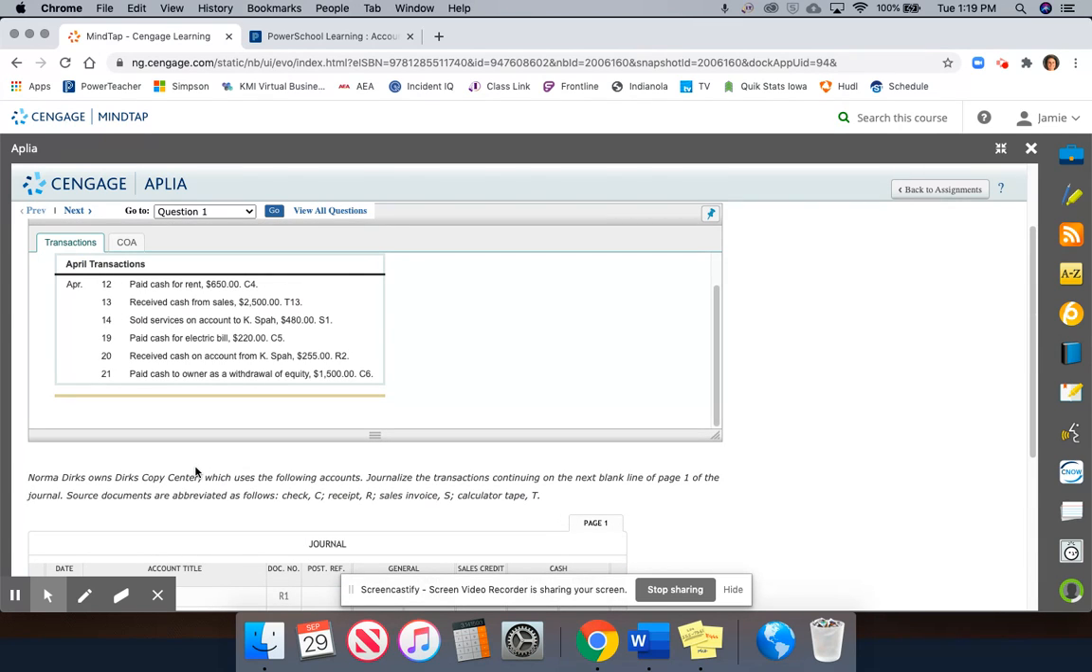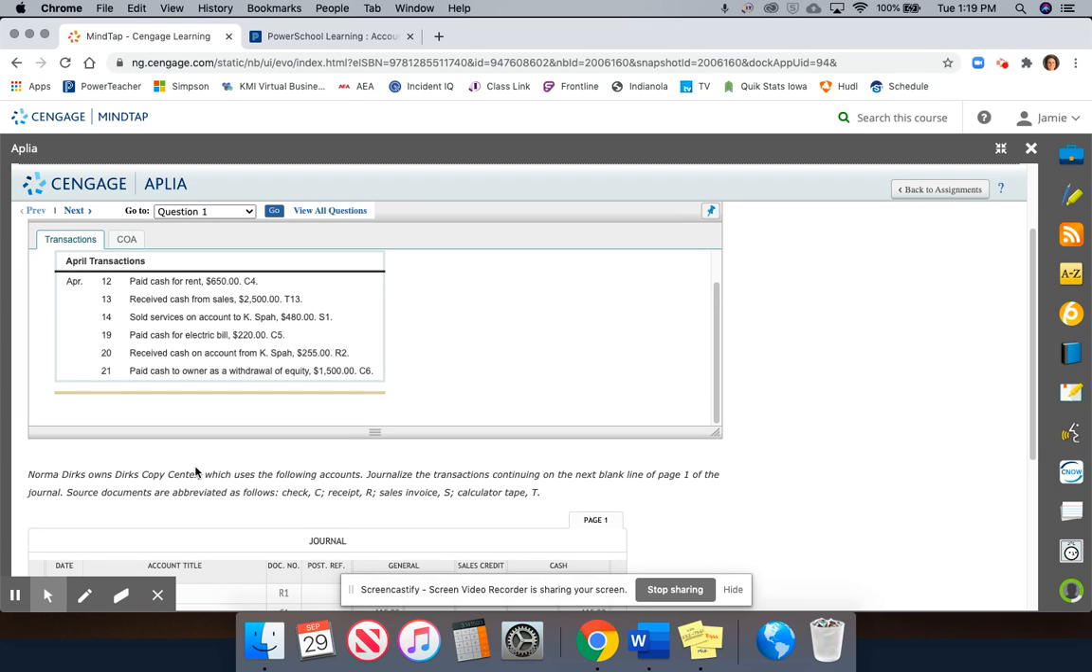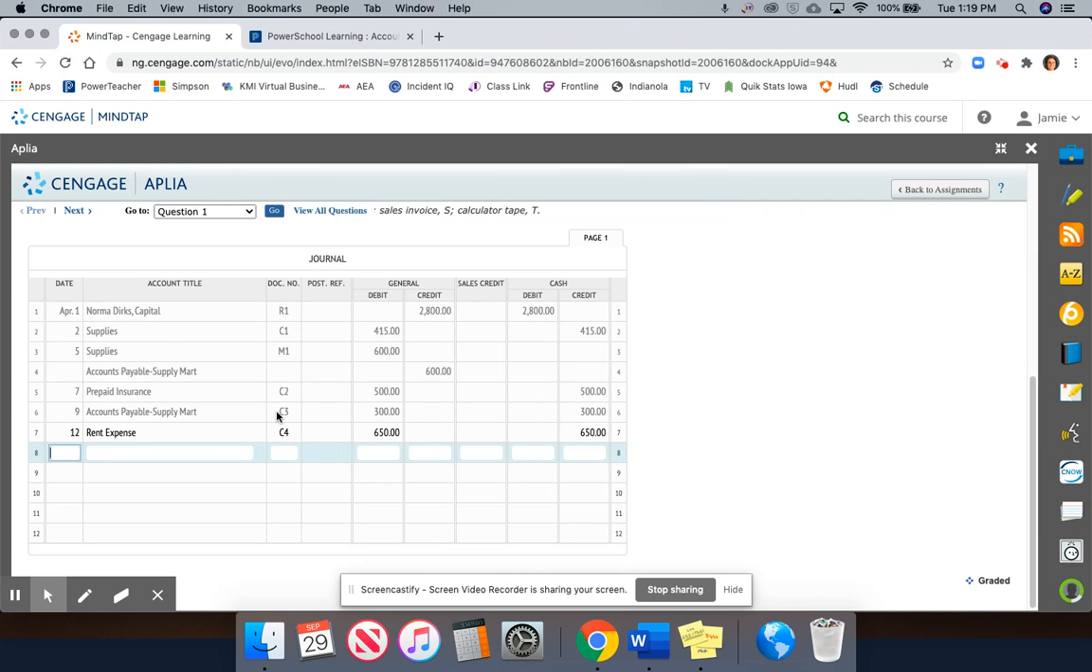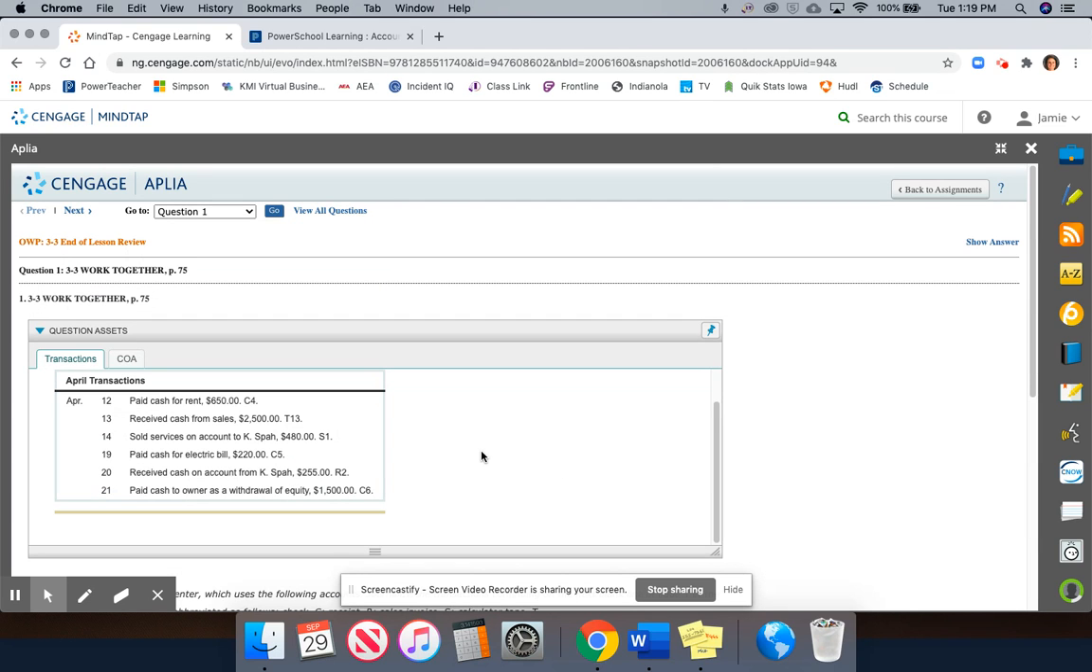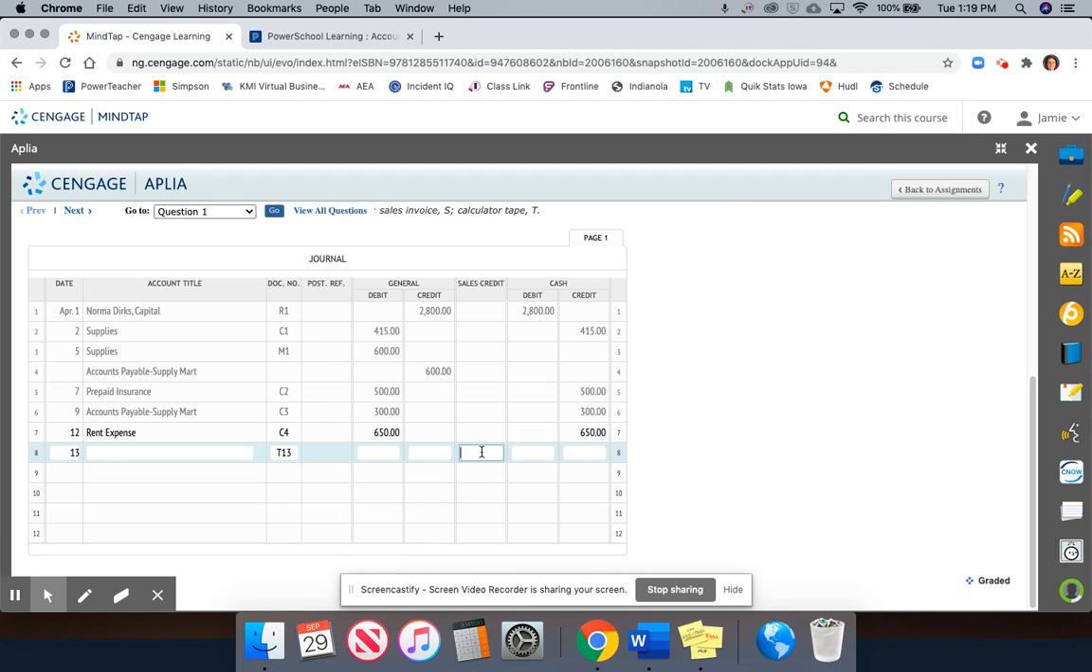On the 13th, now we received cash from sales, $2,500, T13. Received cash from sales. So we have cash and we have sales, our 2 special columns. So I'm going to get the 13th, T13, and then we have cash and we have sales. So sales can only be a credit. That's the only column we have, so $2,500 credit. And then we obviously have to debit cash because we have to have a debit and a credit.